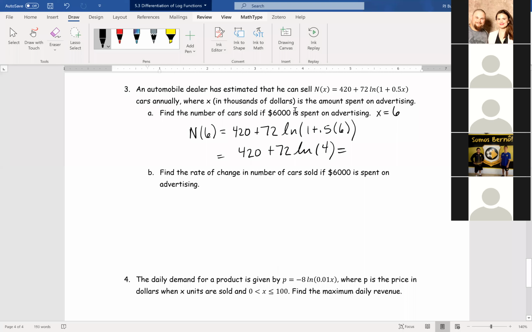So natural log of 4 times 72 plus 420. That comes out as about 519.8. So this says number of cars, and we can't have 0.81 of a car. Let's say about 520.